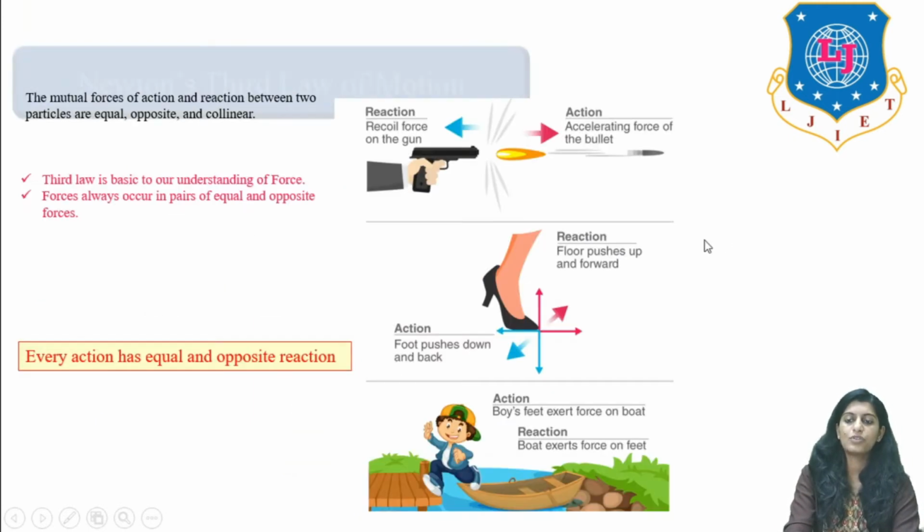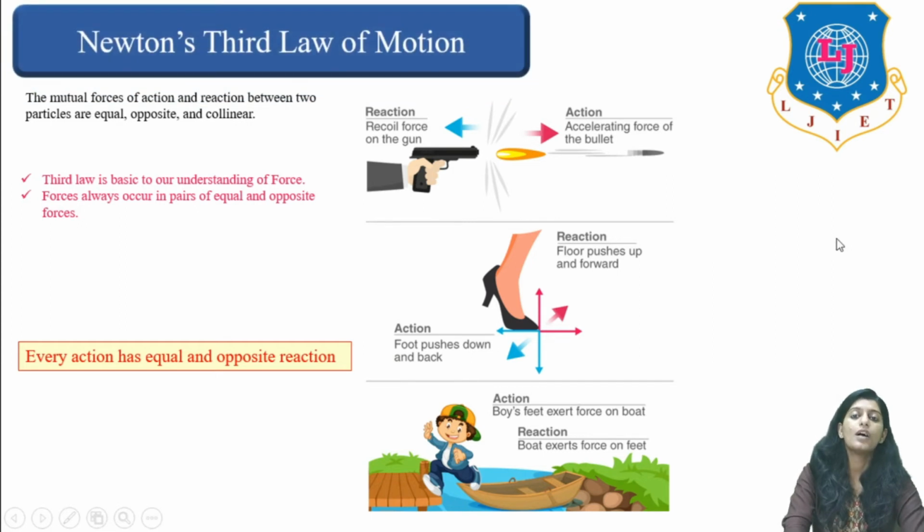Now moving ahead to the third one, which is Newton's third law of motion. This is again a very important law. So according to Newton's third law of motion, the mutual force of action and reaction between two particles are equal, opposite and collinear. Remember these three words: equal, opposite and collinear. Collinear means in the same line, it will align in the same line, right?